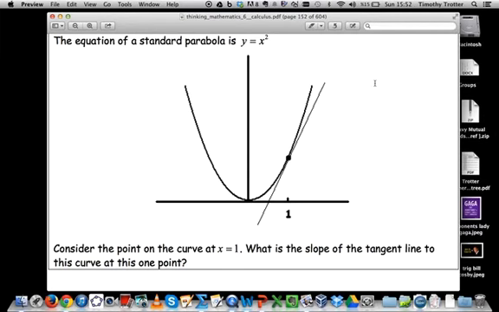What I'd like you to do is read this problem and take it on as a challenge. Think about it and pause this screencast long enough so that you can consider this problem.